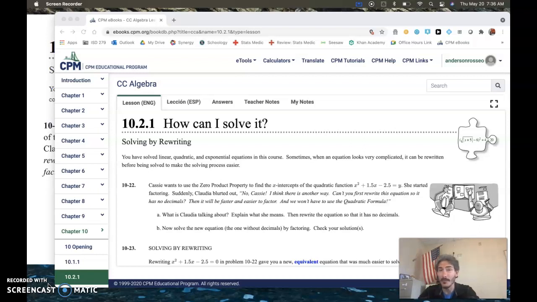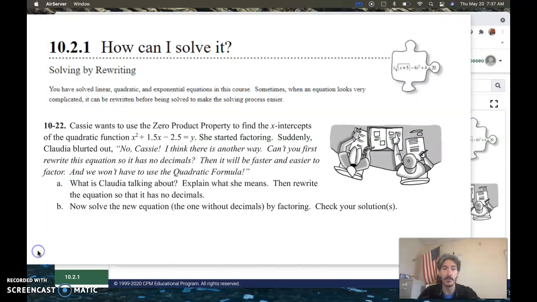But when we've got a very complicated looking equation, it can often be rewritten in order to make that problem solving process easier. And today we're going to look at a couple strategies, have you do some practice to give you a little bit of experience with that in order to make you a more effective problem solver.